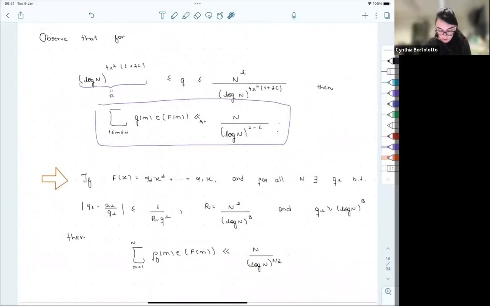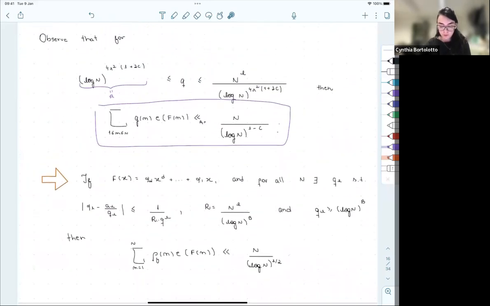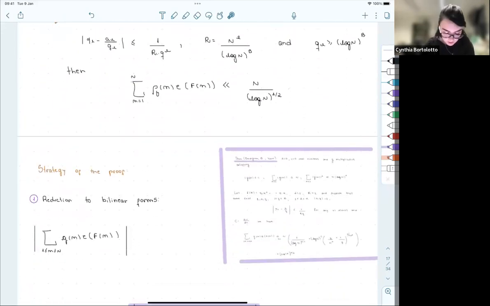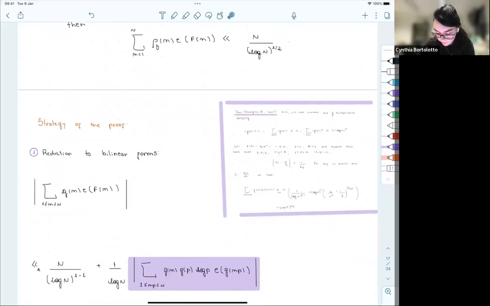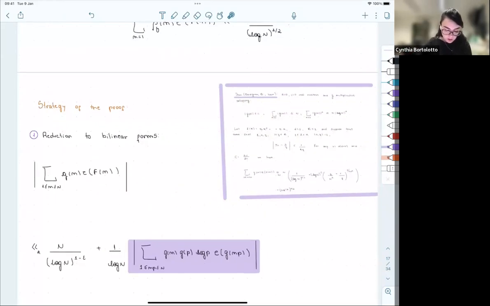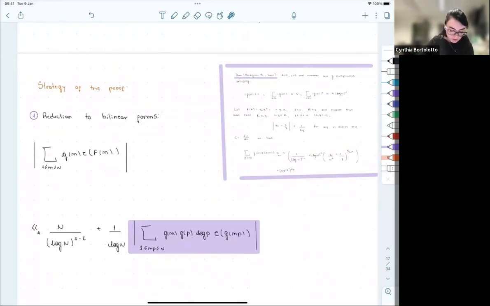I will give an idea of the proof. It's based on Montgomery and Vaughan's result, as I said. So just a quick idea of how it goes. We want to explore this sum here. The first thing that Montgomery and Vaughan had the idea to do was to reduce it to bilinear forms.